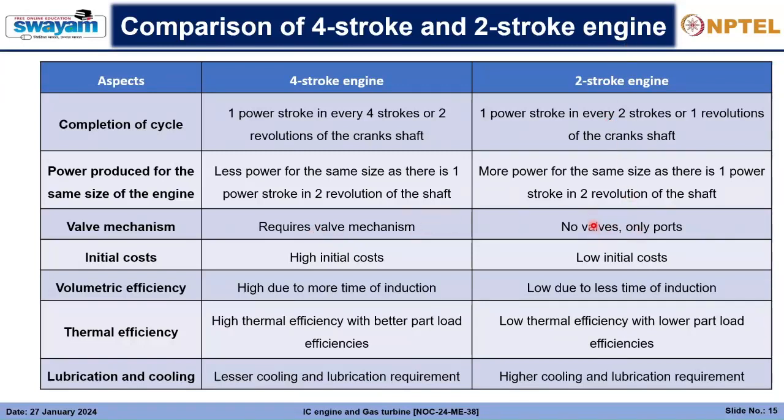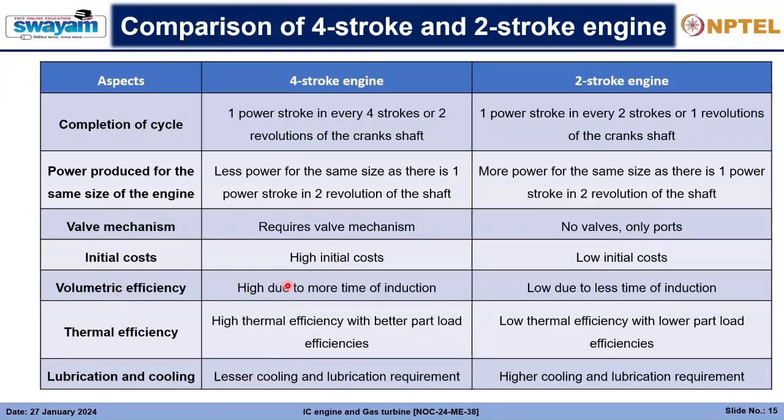Then in the two-stroke engine, there is no valve, but only ports. Valves means the inlet valve is present, but that is not very significant. You can have a port, no issue. Then we have the initial cost: higher initial cost for the four-stroke, but low initial cost for the two-stroke. But the runtime cost is quite high in the case of the two-stroke engine.